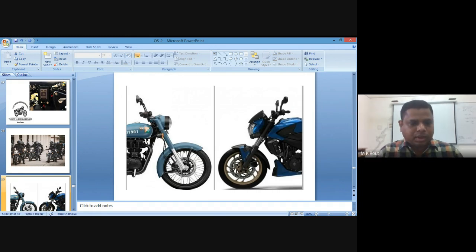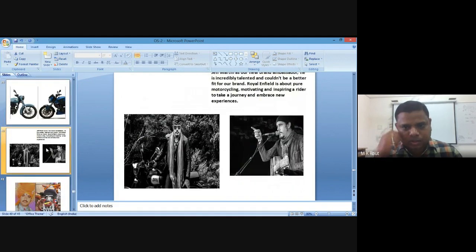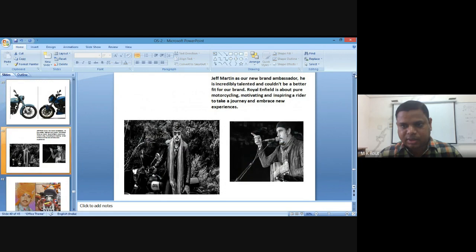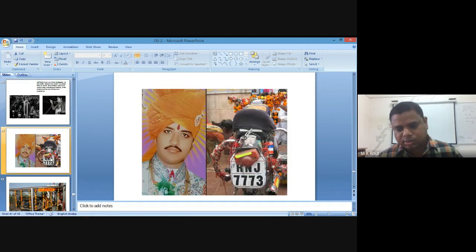Clear. Then moving to the next one, the global ambassador. Jeff Martin is the global ambassador for Royal Enfield, and he is a guitarist. If you think about the Indian scenario, there is a temple known as Om Banna temple, which is dedicated to Royal Enfield. Clear. These things attract more potential customers towards the legacy of that particular brand.